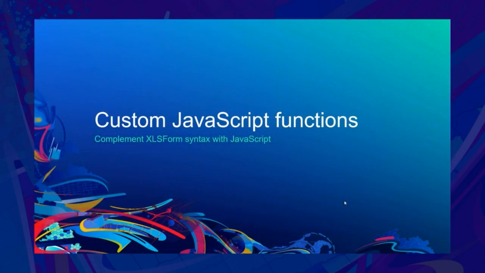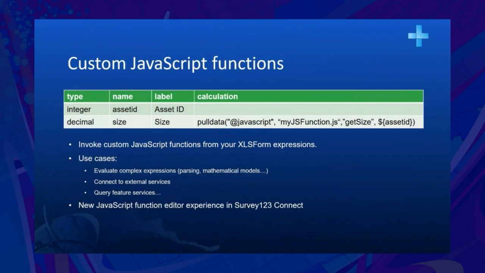Some of you might be already familiar with the notion of using custom JavaScript functions within your XLS form. This is a very interesting and powerful technique. It helps you complement the XLS form syntax with JavaScript syntax. As you can see in this sample, we are using the pulldata function to invoke a JavaScript function. The JavaScript function file is specified first, then the name of the function, and then you can pass as many parameters separated by commas as your function needs.